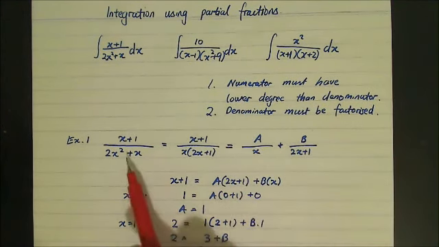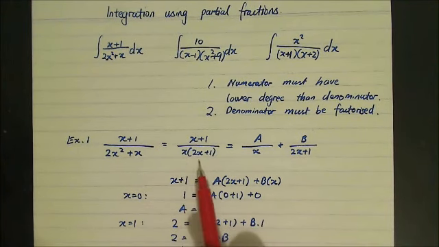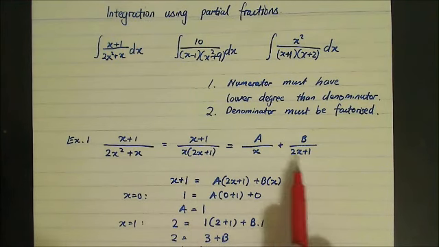So in our first example, we've got x plus 1 over 2x squared plus x. Now, we can simplify that into x plus 1 over x times 2x plus 1 and write that as two different fractions with unknown constants a and b in the numerators.